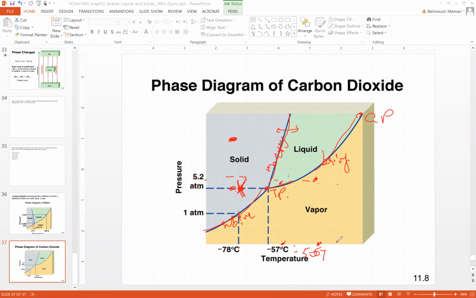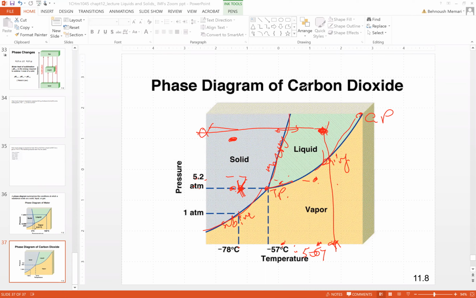So if more lines and the numbers are given here, you should be able to say any of these conditions, like at this temperature and this pressure, your sample of CO2 is going to be in liquid phase. So you just have to find the corresponding values. If the question is this, you will get the values.